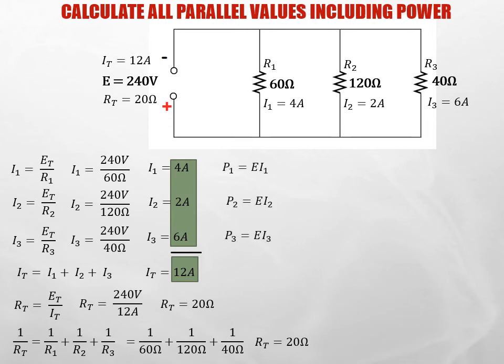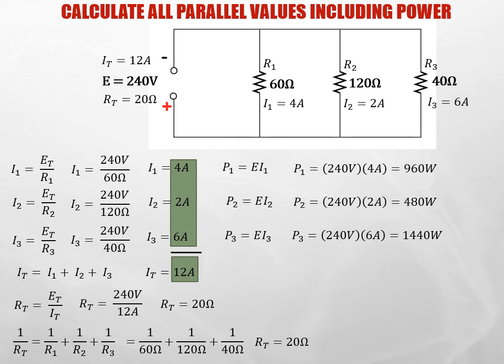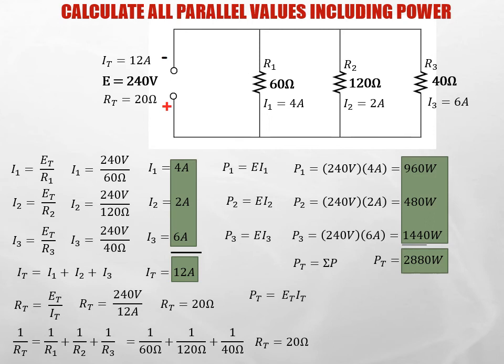The individual powers should calculate out respectively to be 960 watts for the first, 480 for the second, 1440 for the third. Adding the powers up should have given you 2880. You could have also calculated the total circuit power by ETIT, and again arrived at 2880. It's a good practice to try a couple of different methods to see if you can arrive back at the same result. If you do, you can pretty much go with confidence that you've answered the question correctly.